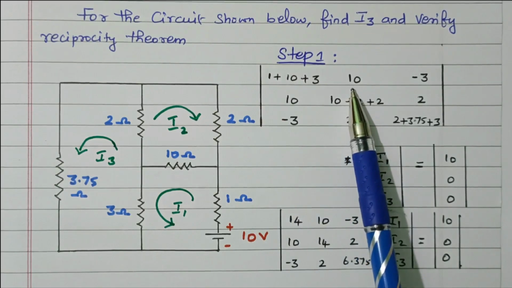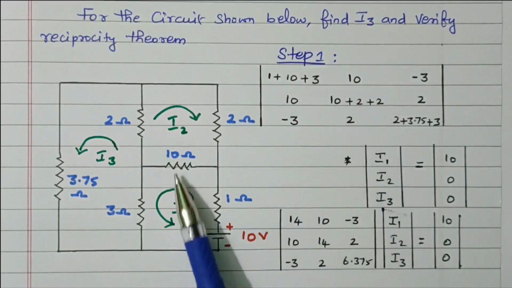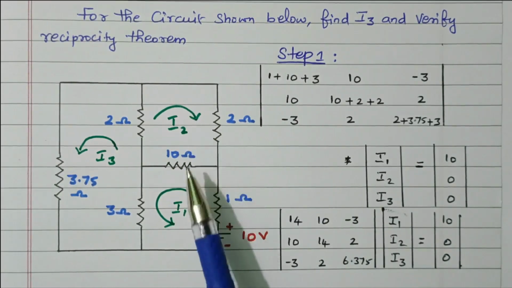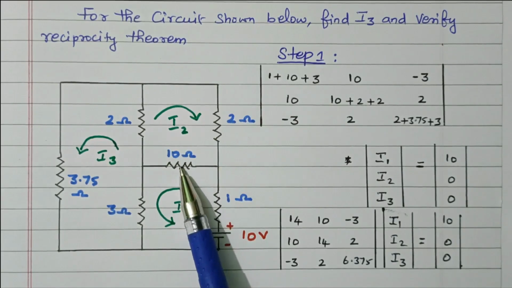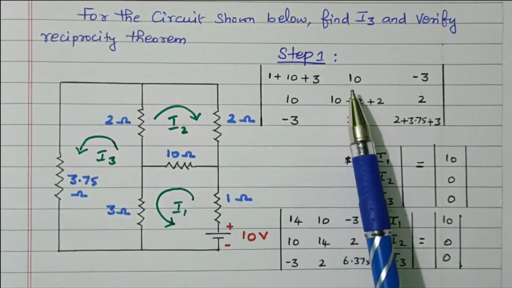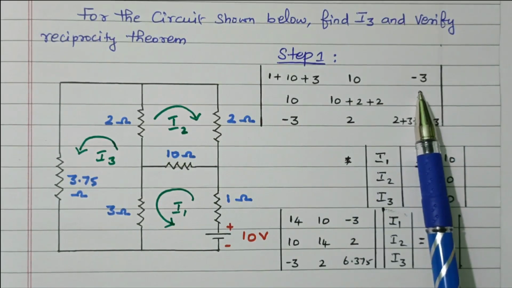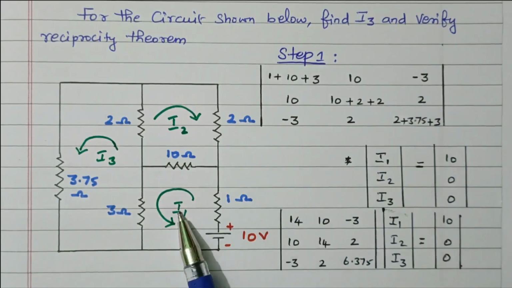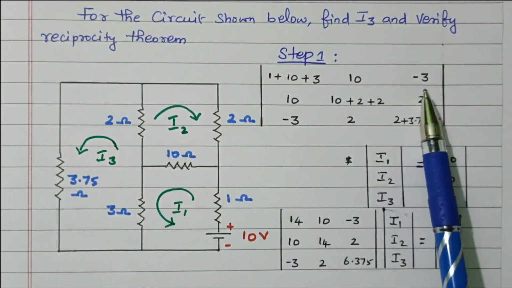What is this R12? The resistance commonly available between loop 1 and loop 2. Between loop 1 and loop 2, the 10 ohm resistor is common. So that is 10. What is this R13? The resistor commonly available between the first loop and the third loop. So this 3 ohm is connected between loop 1 and loop 3, so this is minus 3, right?